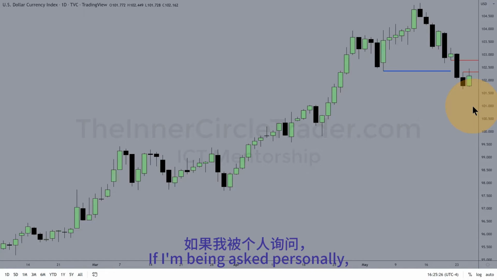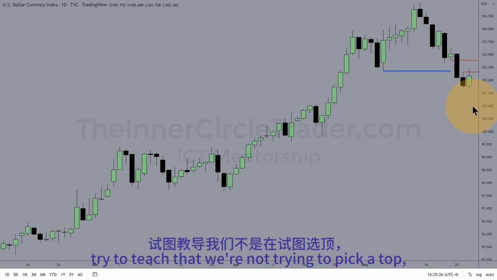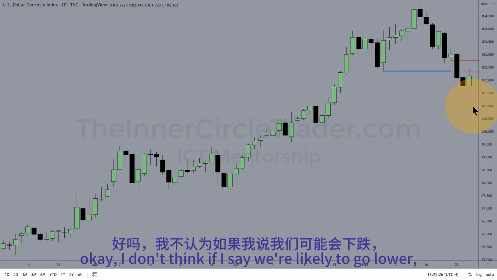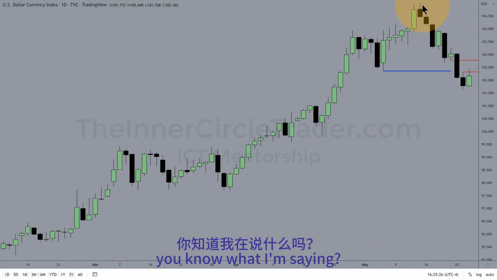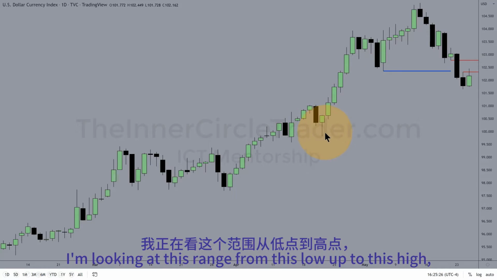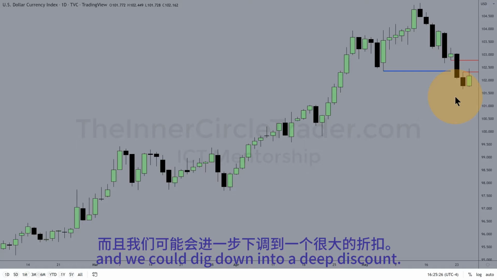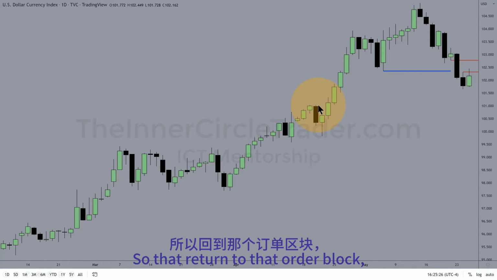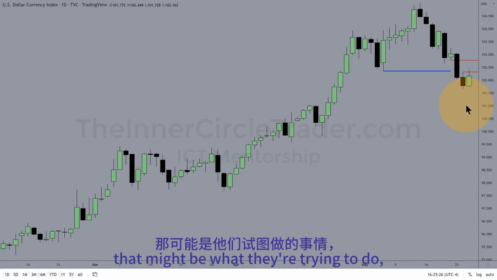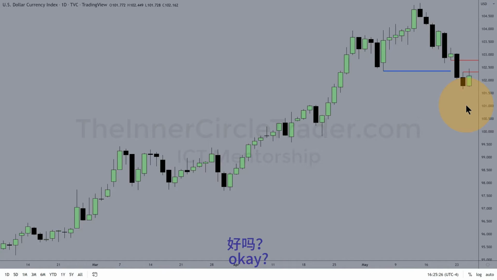If I'm being asked personally, I try to teach that we're not trying to pick a top. Okay. I don't think if I say we're likely to go lower, that's calling this a top. You know what I'm saying? I'm looking at this range from this low up to this high, and we could dig down into a deep discount. So that return to that order block, that might be what they're trying to do. Okay, because I think there's a little bit of lift still for euro and cable, and we'll touch that when we get to those respective markets.